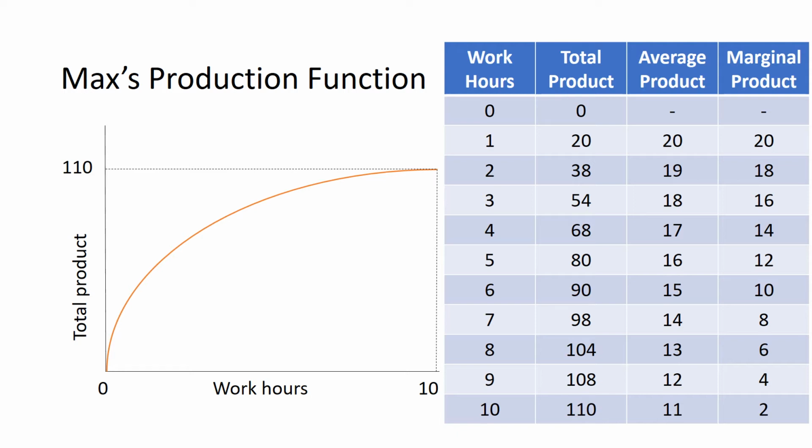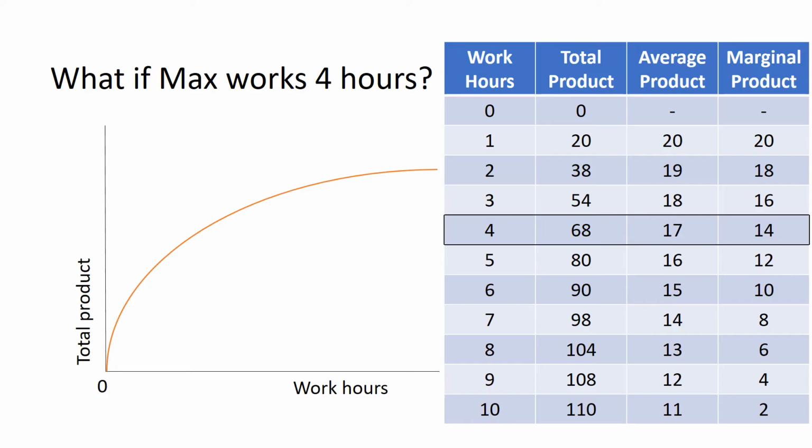We can also consider a geometrical interpretation of the average and marginal products looking at specific numbers of work hours. For example, when we have 4 work hours, the total product is 68. The average product is the slope of a ray from the origin through the point 4, 68. The slope in this case is 17. It's just rise over run, where rise is 68 and run is 4. 68 divided by 4 is 17.